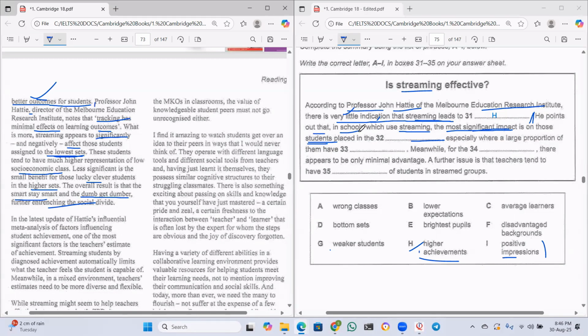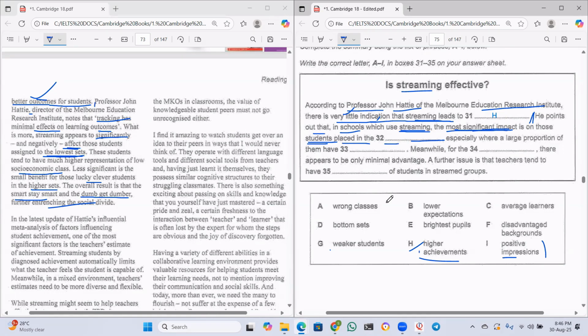He points out that in schools which use streaming, the most significant impact means appears to significantly and negatively affect. Impact means effect. On those students means those students assigned to the lowest class. On those students placed in the dash lowest sets, right? So lowest sets should be our answer, but we have to look for a similar word. So which word is similar to lowest sets? What should be the answer, guys?